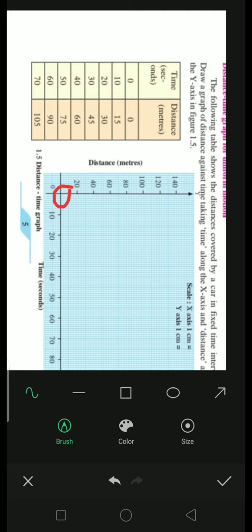Now how to take 15 on the y-axis? On the y-axis it is 0, 20, 40, 60. So between 20 and 40 what is there? That is 30. I want 15. So between 0 and 20 what will be there? This will be 10. And between 10 and 20 you will have 15. So between 10 and 20 you are going to mark it as 15.